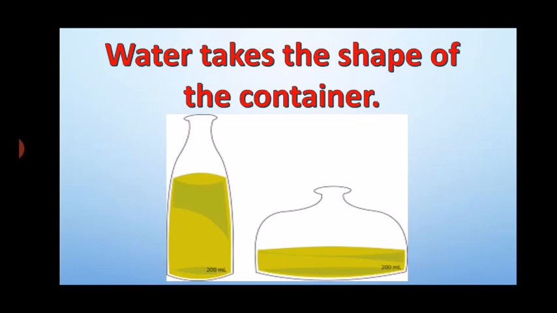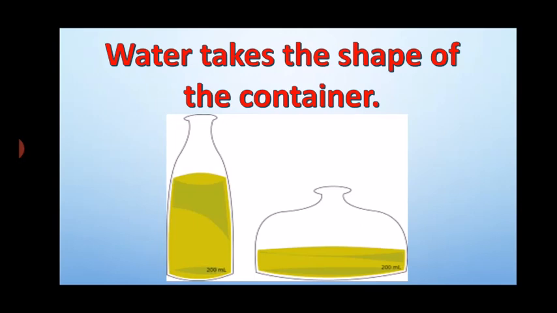Okay, and the water has become flat and short, and the amount of water is the same. Okay children, the amount of water is the same. You can see this water is also 200 ml and this water is also 200 ml. So the quantity of water is the same, but look how its shape changes according to the shape of the container, all right. So this is about water, one more quality: water takes the shape of the container. That means water does not have any shape of its own, all right.